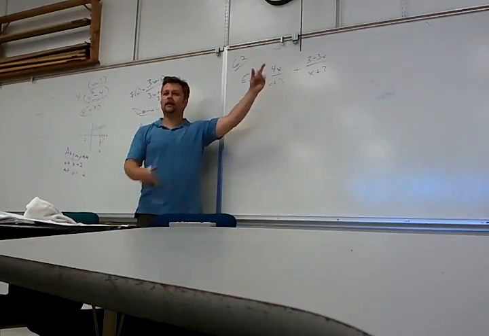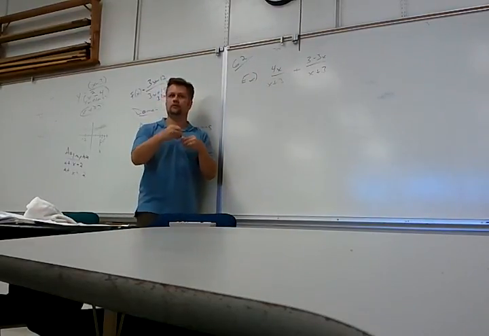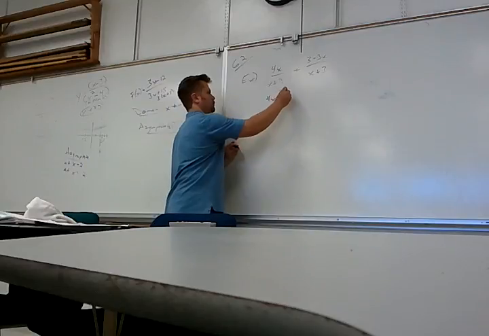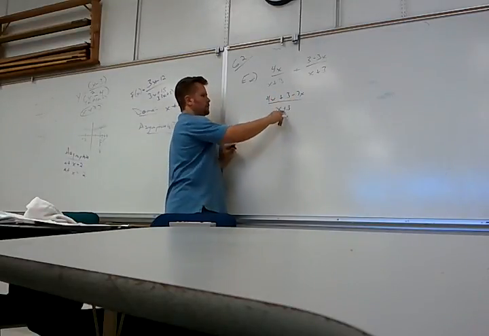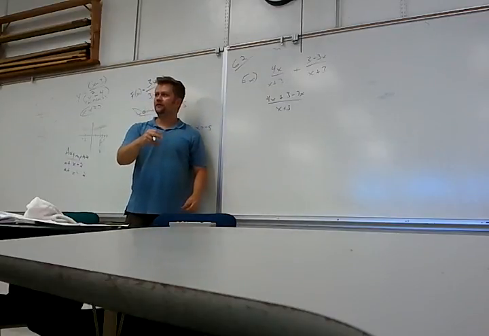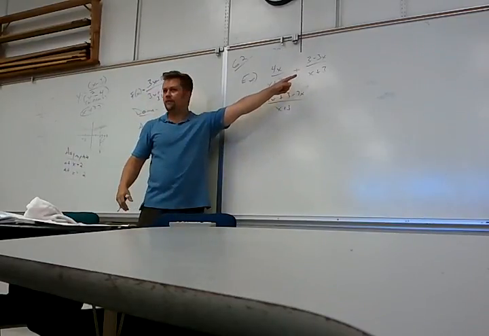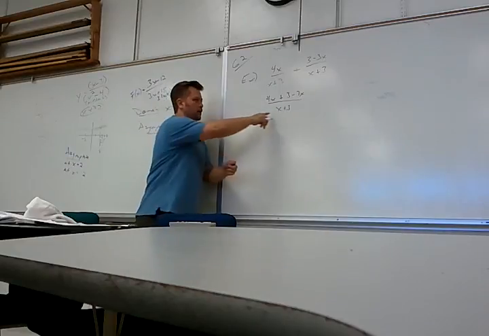It has an LCD, so what am I allowed to do? Add them up. So I get 4x plus 3 minus 3x over x plus 3. Not x plus 3 squared, right? It's over the common denominator. I always get people who try to combine. Oh, they get 2x plus 6.